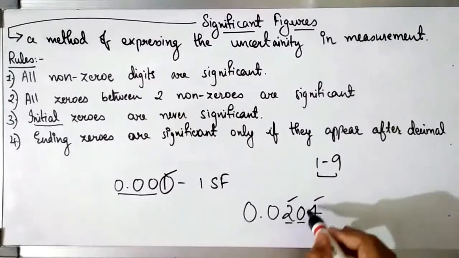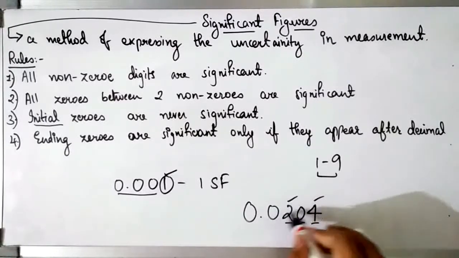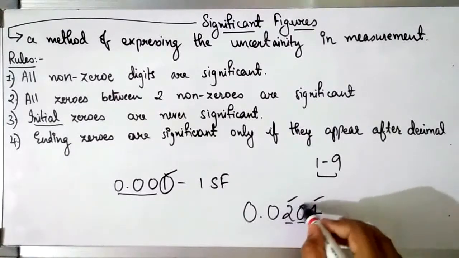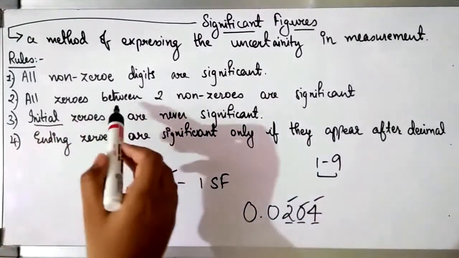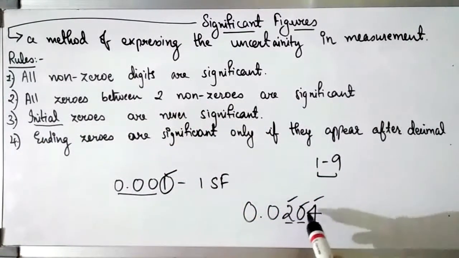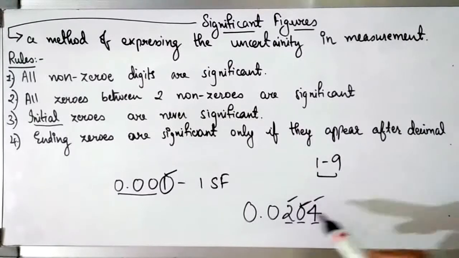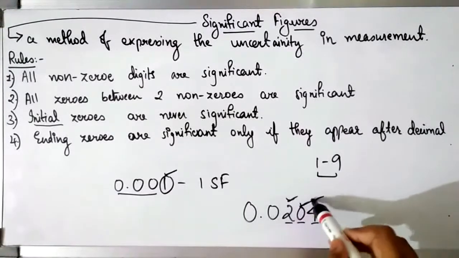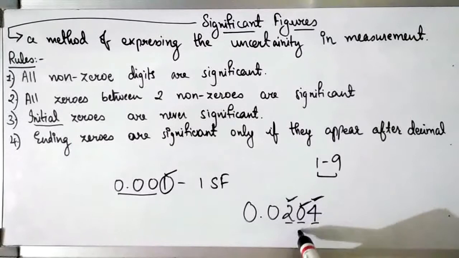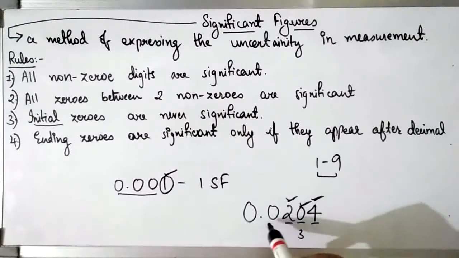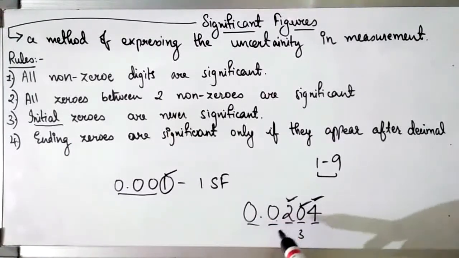Then we can say that this 0, which is present between these two non-zeros, is significant, because according to our third rule, zeros which are present between two non-zeros are significant. So over here this 0 is significant, and the 2 and 4 are significant. So we have got 3 of our significant figures. Now let's check whether these two zeros are significant or not.